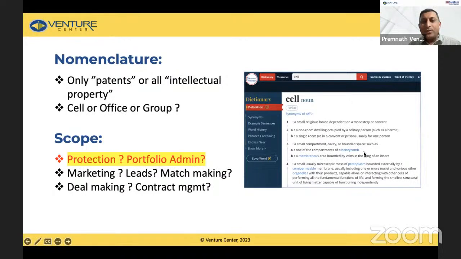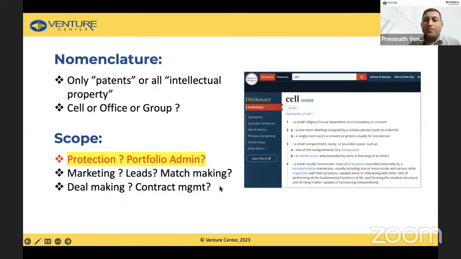Now, cell itself has a very different connotation. For example, this is from the Merriam-Webster dictionary online, and one of these says it's a one-room dwelling occupied by a solitary person, such as a hermit, or single room. Well, I can tell you that patent cells are busy places where people have to come, meet each other. There'll be invention disclosure meetings. They will have to interact with inventors, service providers, and so forth. It's definitely not a place which works in isolation or independently on its own, right? So intellectual property office or a group is a better word in my opinion.